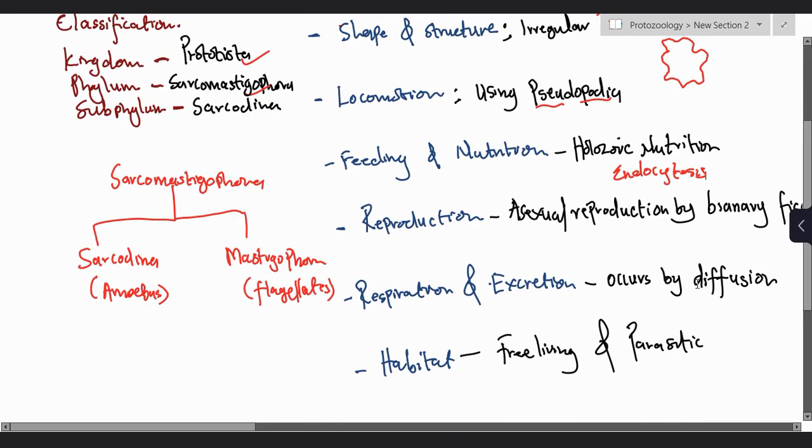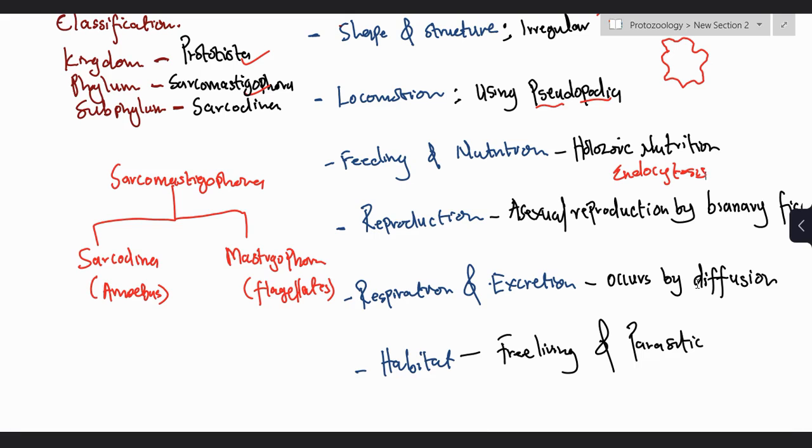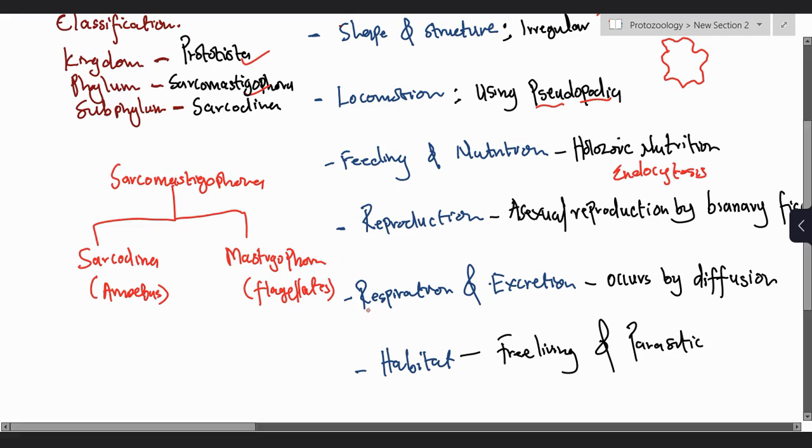Respiration and excretion occur through diffusion. They take in oxygen through diffusion, and then they give out the waste products through excretion. Most of these organisms are free living, especially in freshwater bodies. The Amoeba proteus, which is not pathogenic, lives in fresh water conditions, and there are some parasitic amoebas like the Entamoeba histolytica. They are mostly found in the human gastrointestinal tract. So that is the habitat for you.